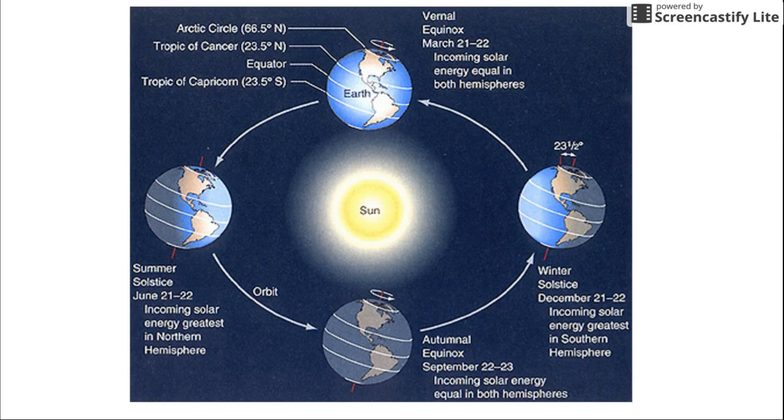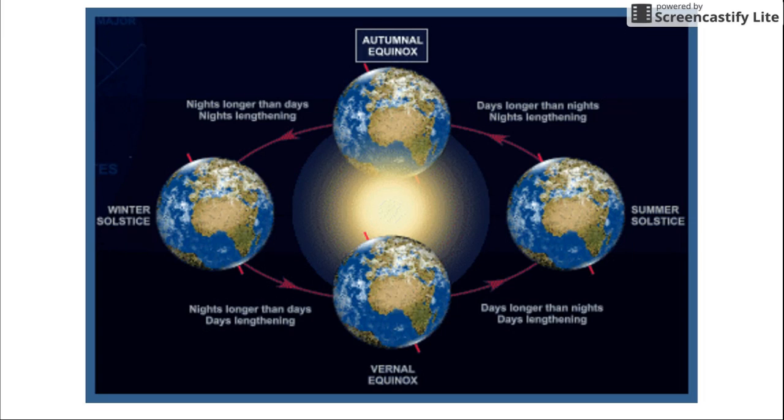And then for the summer solstice, the incoming solar energy is greatest in the northern hemisphere, which is why the northern hemisphere would have their summer solstice. And on December 21st, the northern hemisphere would be having their winter solstice because the energy coming in is greatest in the southern hemisphere.